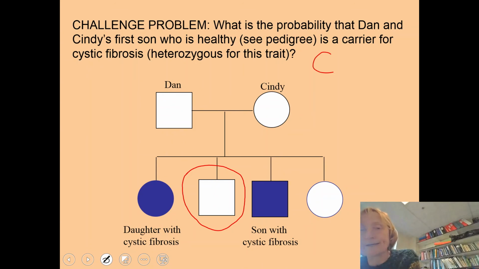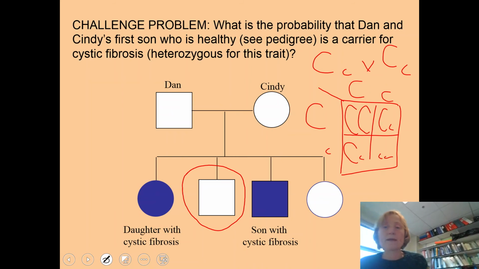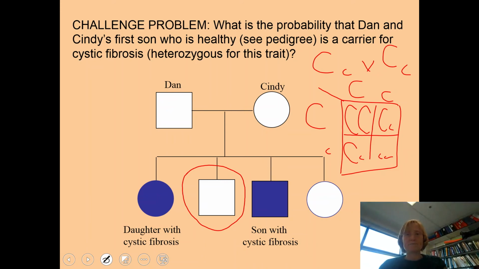So you're like, okay, so let's do a little Punnett again. We're going to make a monohybrid cross real quick, right? Big C, little c, big C, little c. I'm getting used to this one. I should remember it without even writing it down, right? So looking at this problem, what is the probability that Dan and Cindy's first son, who is healthy, is a carrier of cystic fibrosis?